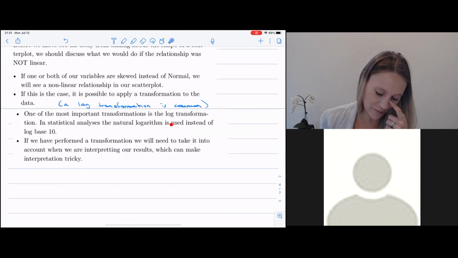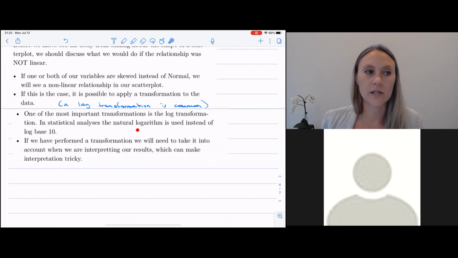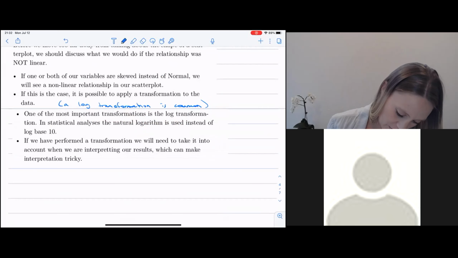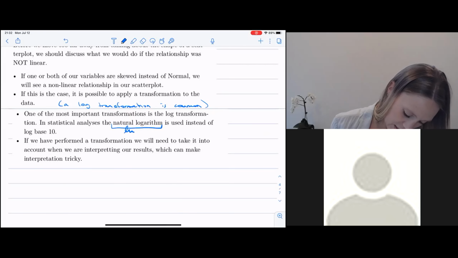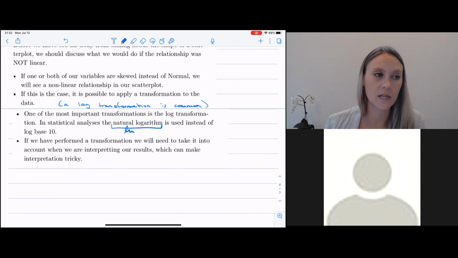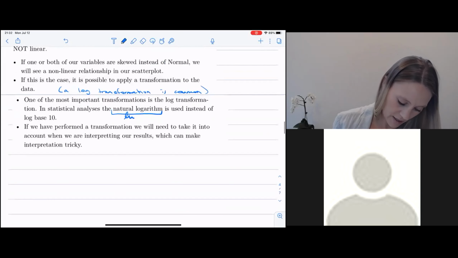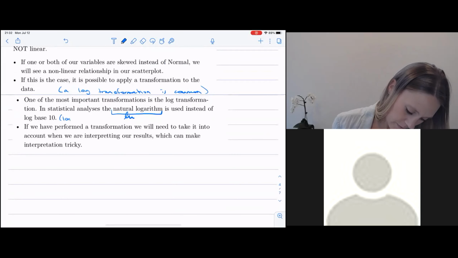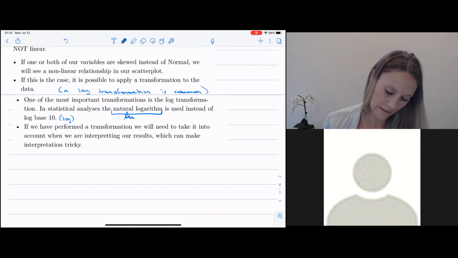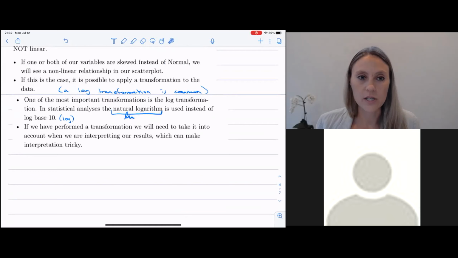So one of the most important transformations is the log transformation. We use the natural log, so ln instead of log. Log base 10 is log, the common log, and ln is the natural logarithm. We're not going to do any transformations, but we need to know that that's something that we could do.